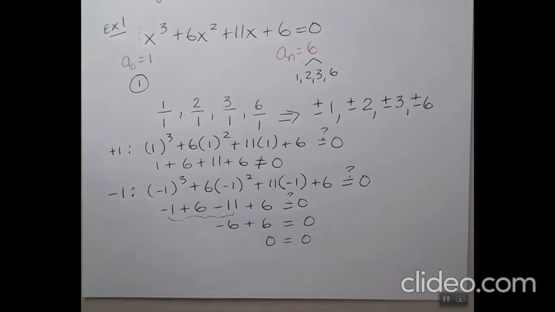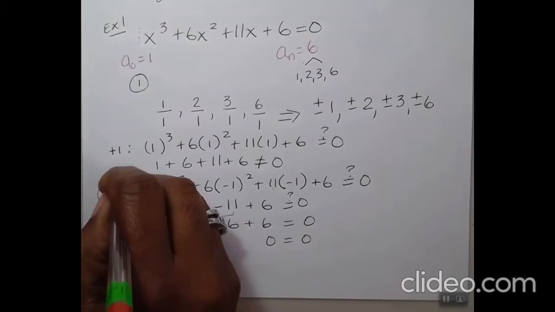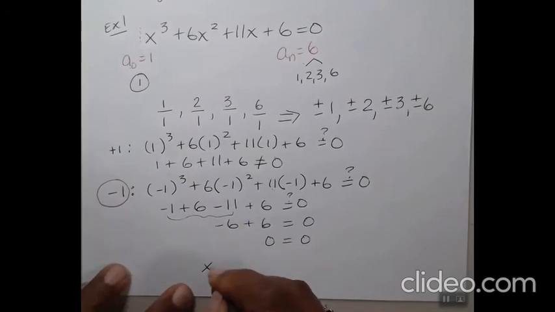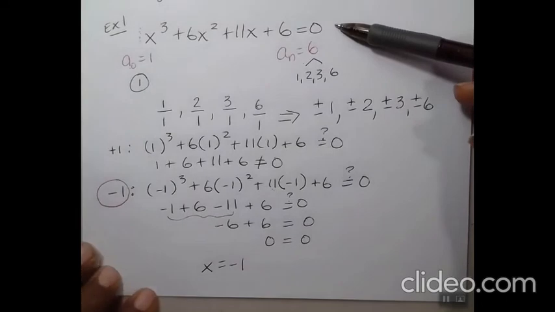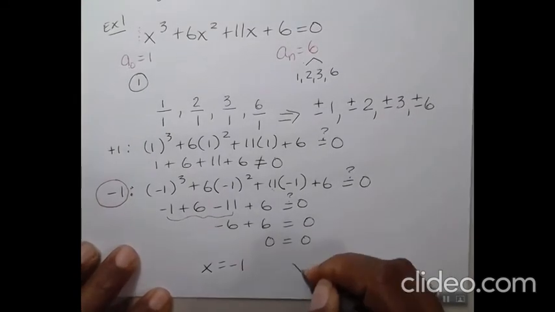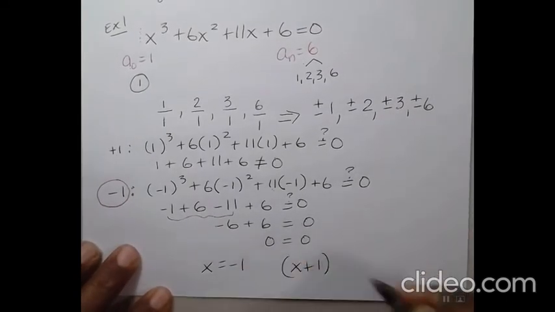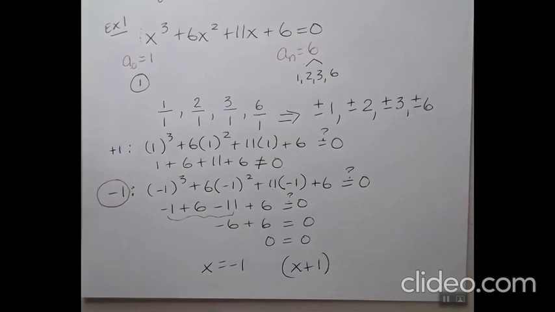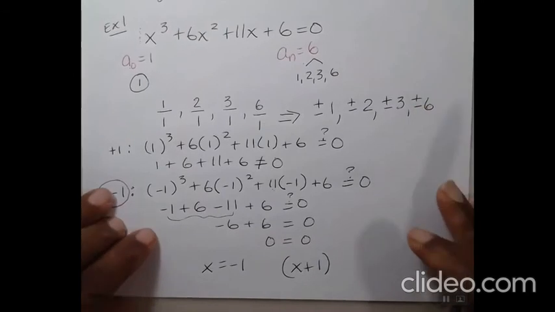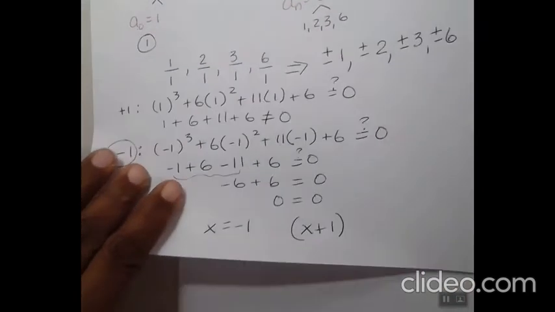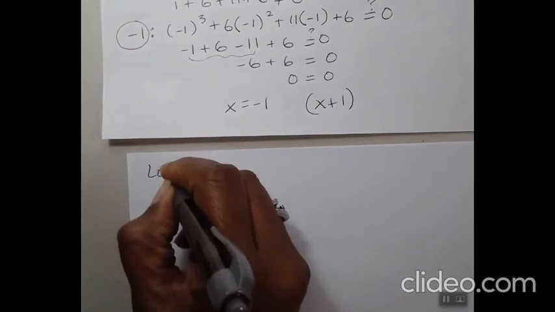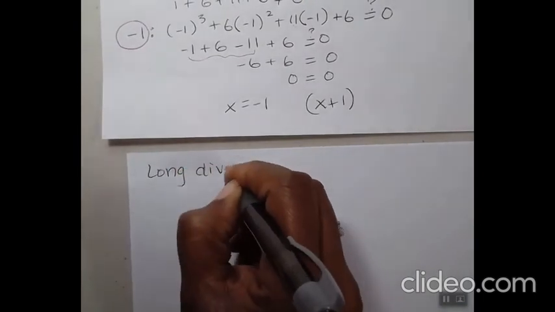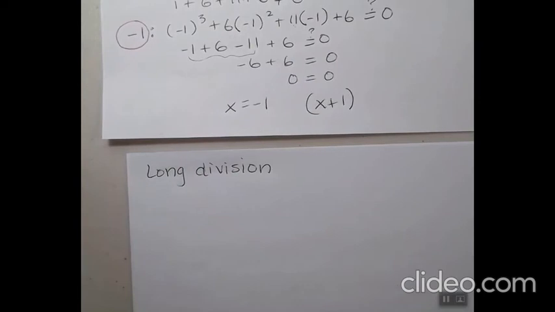So negative 1 is one of the roots of this equation, or this cubic here. Negative 1 is one of the roots. So this would be x plus 1 is one of the factors in the solution to this cubic. So let's take that information, and now we can go into using long division to do the remainder.